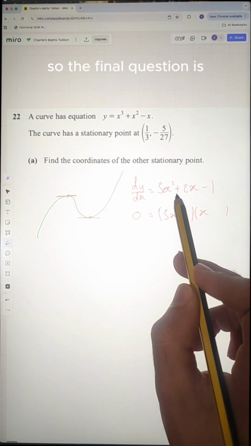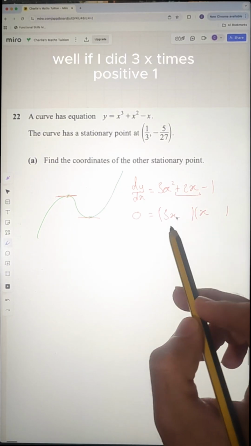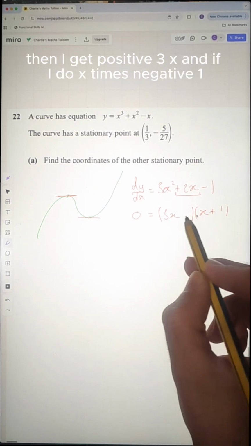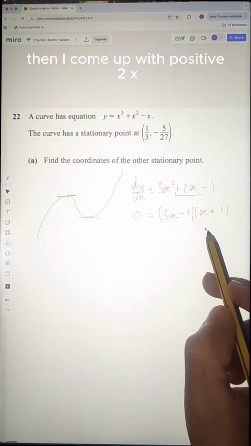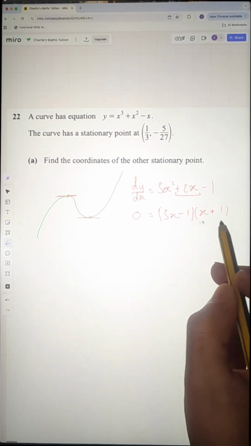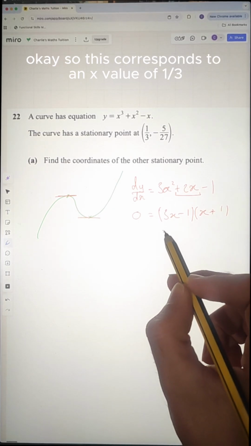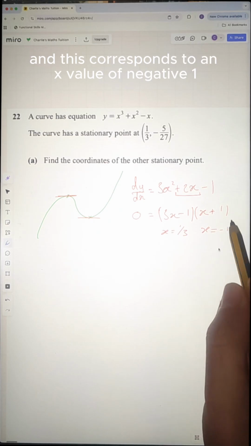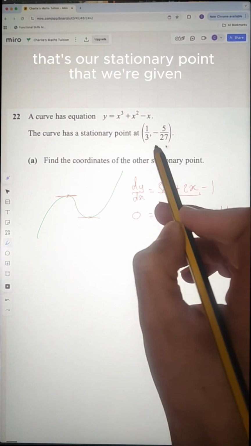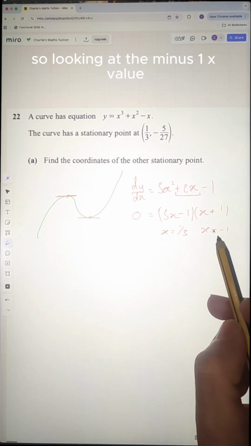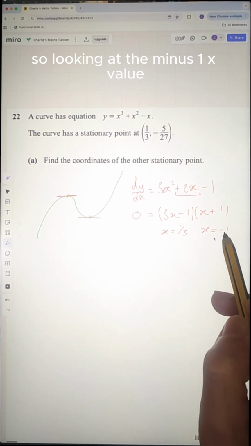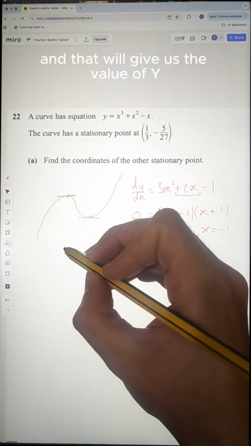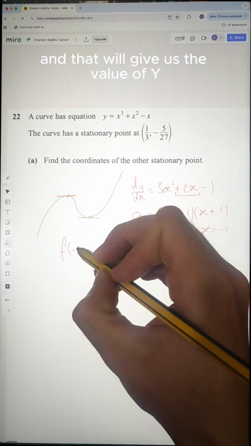So the final question is, how do I get this plus 2x in the middle? Well, if I did 3x times positive 1, then I get positive 3x. And if I do x times negative 1, then I come up with negative x, which gives positive 2x overall. So this is the factorization. This corresponds to an x value of 1/3, and this corresponds to an x value of negative 1. Now, the 1/3 x value, that's our stationary point that we were given. So looking at the minus 1 x value, we're going to plug it into the original equation, and that will give us the value of y.